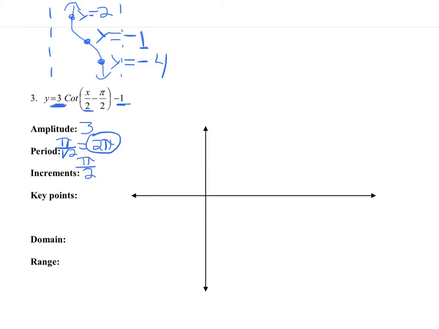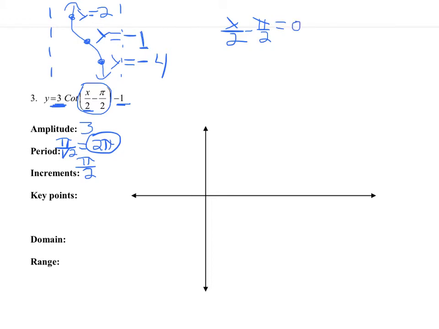Okay, the key points. I'm not going to start at x equals 0. Since I have this in parentheses, there's a minus on the inside. I'm going to shift this to the right of x equals 0. And again, to figure this out, you can take what's in parentheses, and to get the starting point, we set it equal to 0.